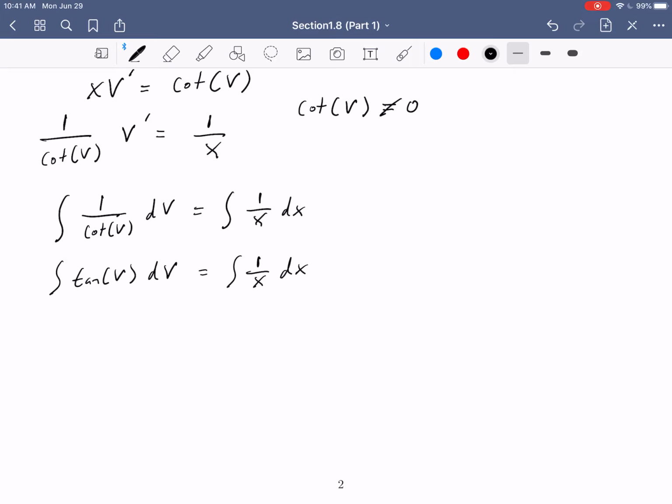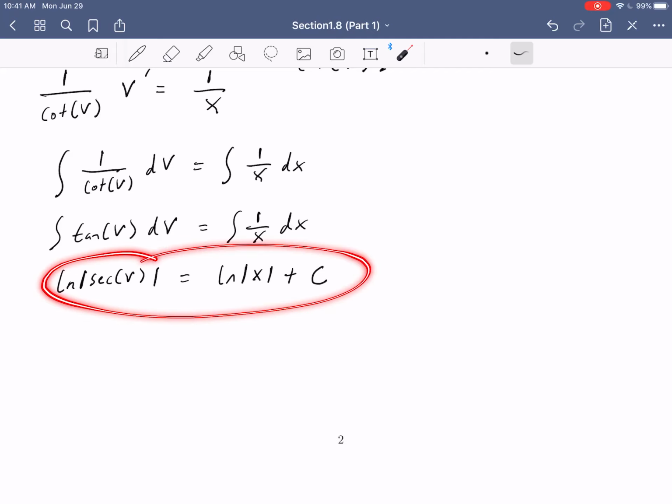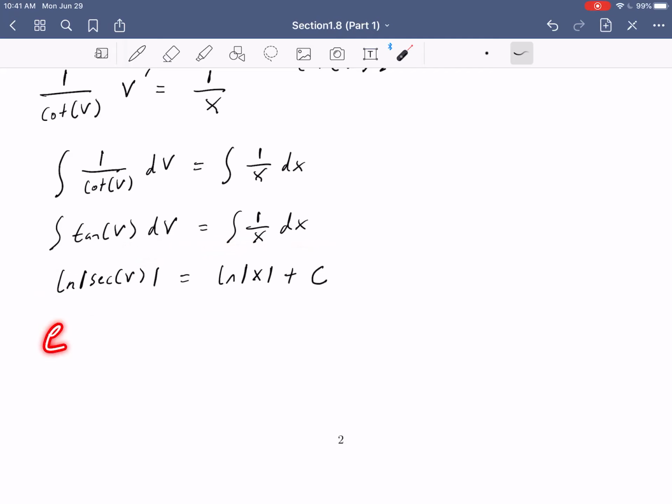The integral of tangent is ln absolute value secant v. And then, of course, the integral of 1 over x is going to be ln absolute value x plus some unknown constant. If we want, we can do our standard trick of unpacking by doing e to both sides here. And then, of course, we know that that constant's going to slide down in front. So we can get that absolute value secant v is going to be cx there.